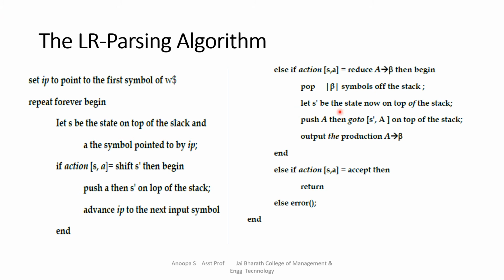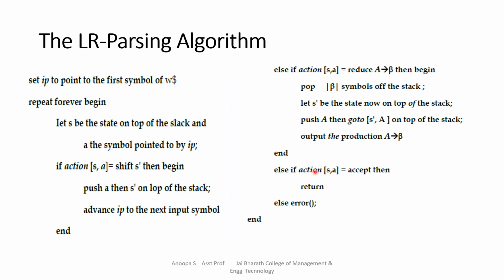This action part with a reduce action is a little bit confusing, but it is simple when you think once again. If there is a reduce A giving beta, first you take modulus of beta, then pop that many symbols off the stack. Then there will be a new state on the stack top. Then push this A onto the stack, then consult the table with S', A on top of the stack. You will get some value, either a shift or again a reduction, and you output A giving beta.